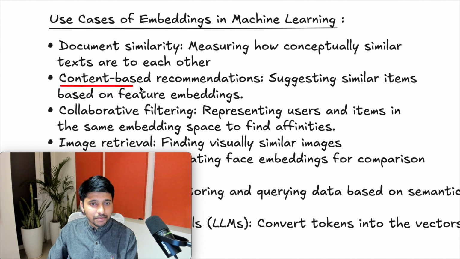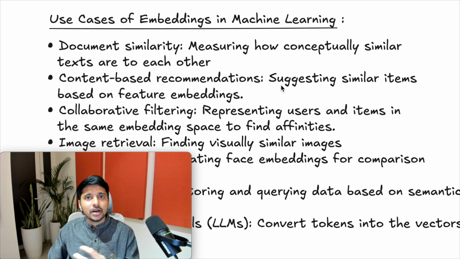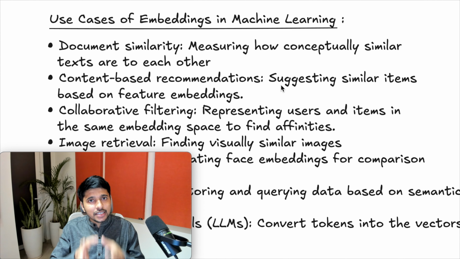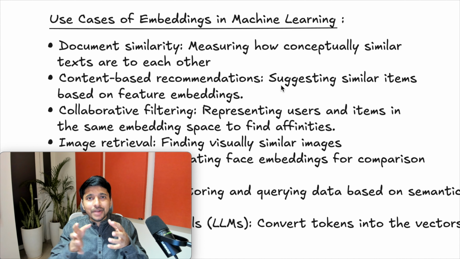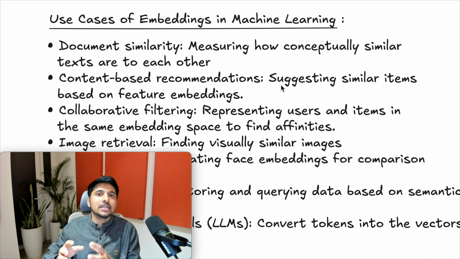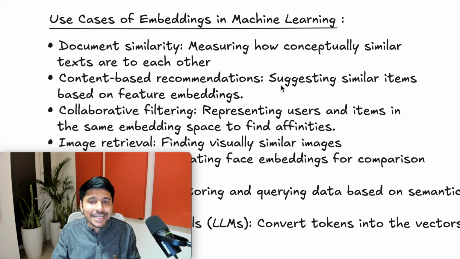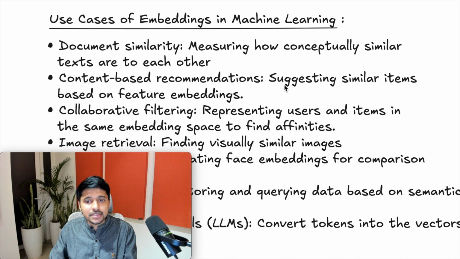Similarly, content based recommendations. Here again we can feed the items. For example, we want to create a movie recommendation system. So our data will be video titles and descriptions. Those things we will pass into the embedding model, and again it will generate the vector representation for that data, and that will help us in suggesting similar items based on the feature embeddings. Features are video titles and descriptions.